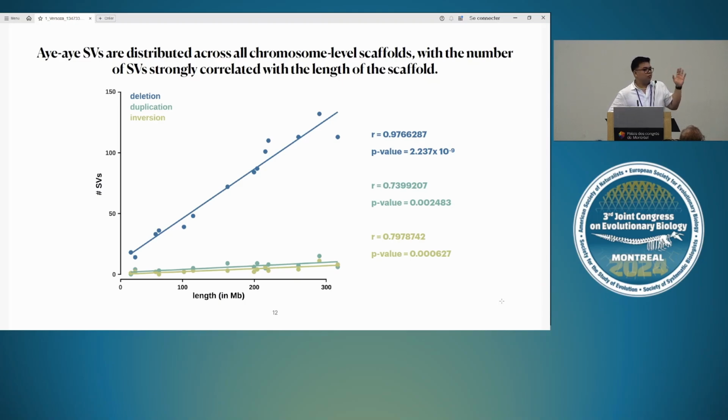As I mentioned, we then looked at the different structural variants in our chromosome level scaffolds, and we see that they are distributed across all of them. We wanted to look at the correlation between chromosome level scaffold size and the number of variants, and we can see that they are very strongly correlated for deletions, duplications, and inversions. We didn't put the insertion because there was only a single one, and it would only be a dot.